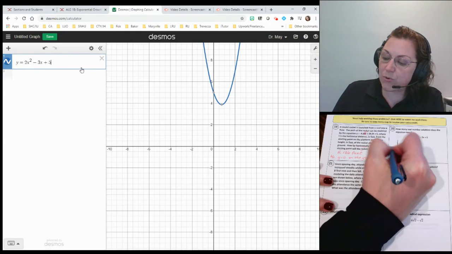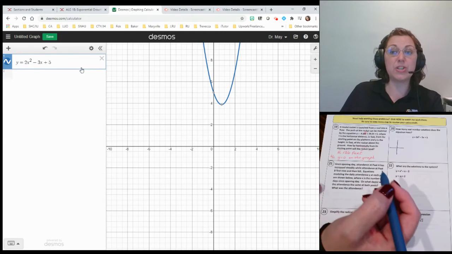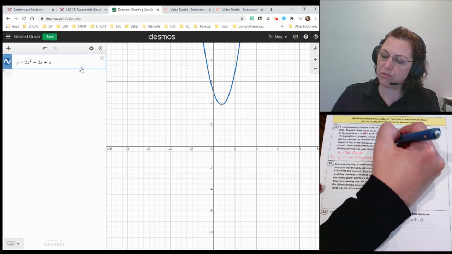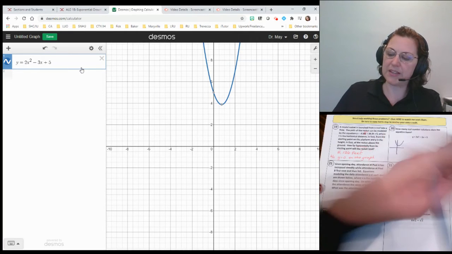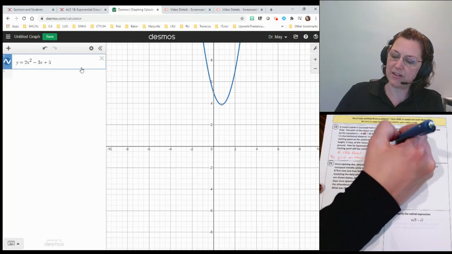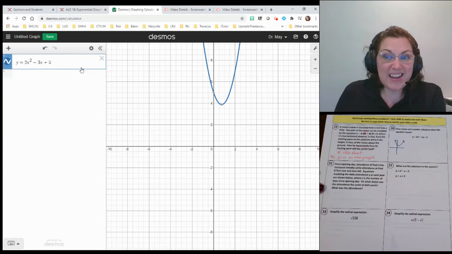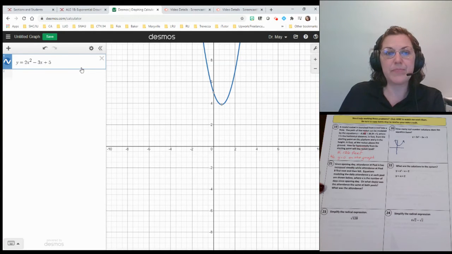Now, when I say the word sketch, I want you to think, oh, just an idea, just a general shape, right? Something like that would be just fine. Do you notice how I didn't plot points or anything? I just wanted the general shape of the graph.